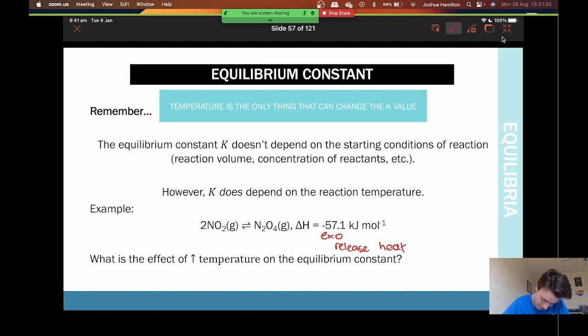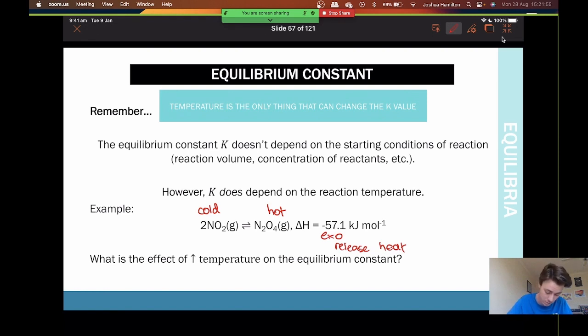So when they release heat, I'm going to think of this side as hot. If I do the forward reaction, I'm going to release heat, I'm going to be really hot. If I do the back reaction, I'm going to be really cold because I'm going to absorb energy. So if I go backwards, I'm going to do an endothermic reaction, I'm going to absorb energy, I'm going to be really cold. So what is the effect of an increase in temperature on the equilibrium constant?